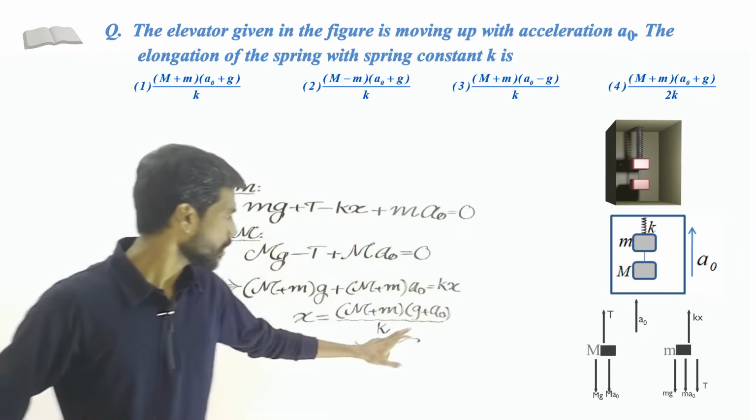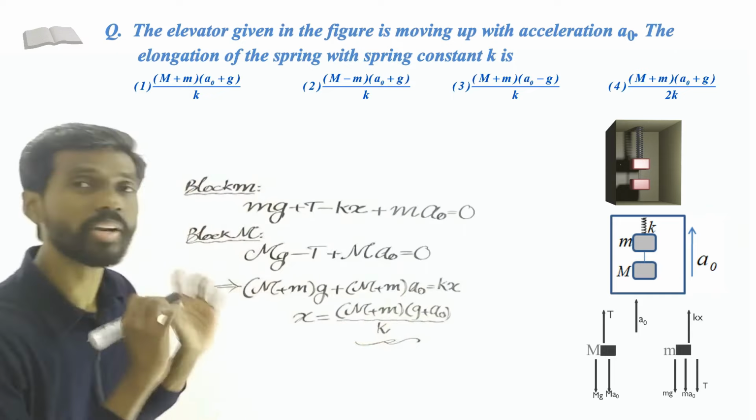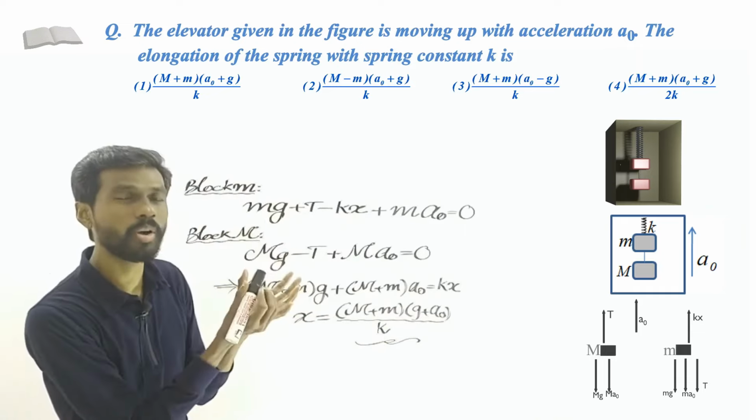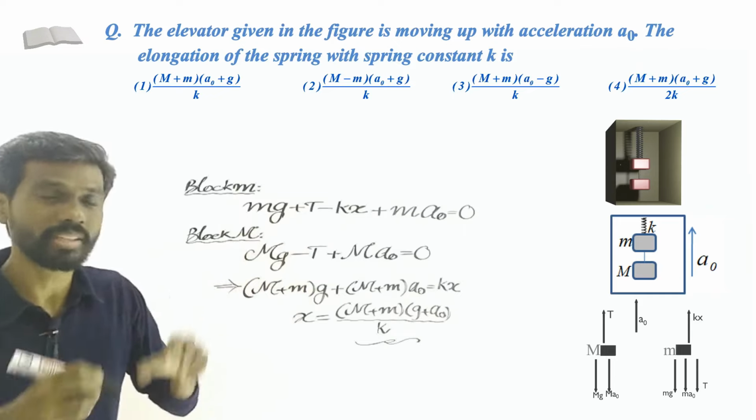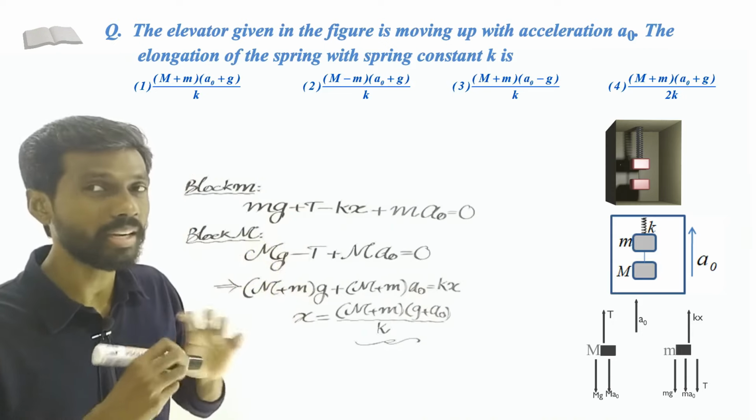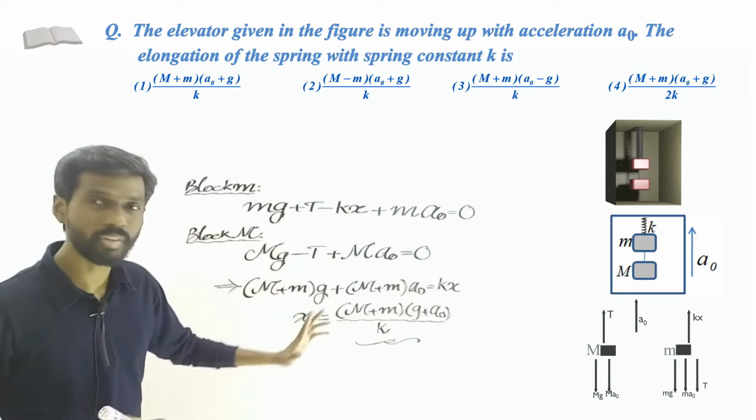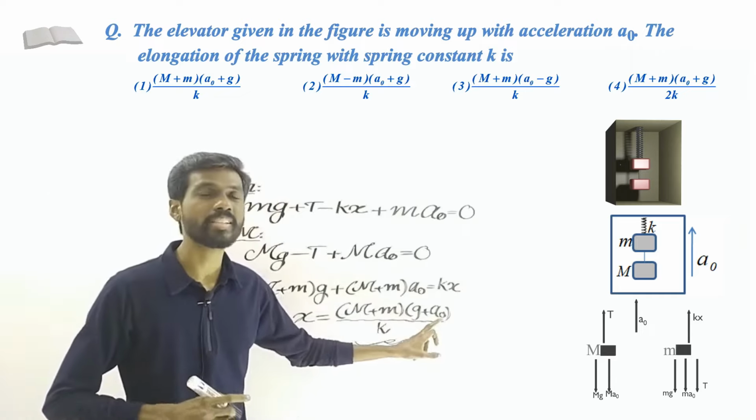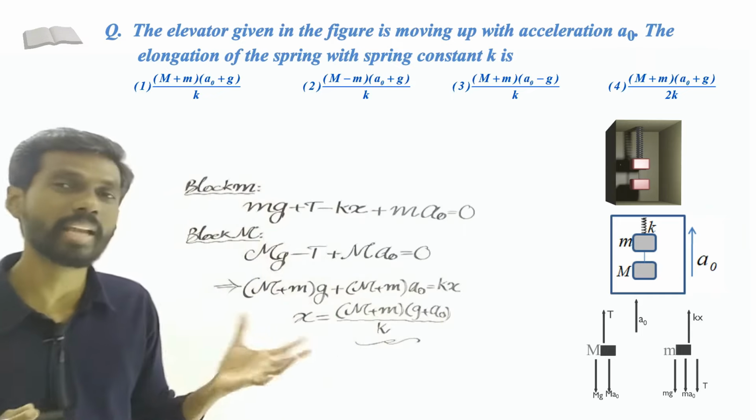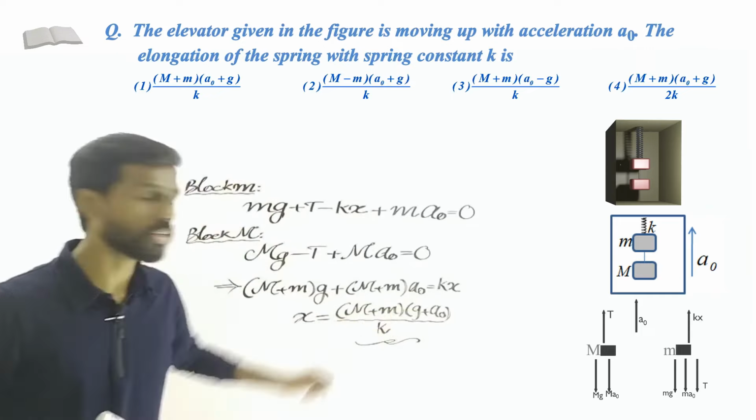See, this is very obvious, because if a0 is 0, that means the elevator is at rest. Then what will be the answer? You can consider these two blocks to be one system, so the total mass is (m plus M), with weight (m plus M)g in the downward direction. The opposite force is kx, so kx should balance (m plus M)g, and x can be found by dividing by k. But because of this acceleration a0, instead of the acceleration g, we have g plus a0. That is just like the relative acceleration. So the answer is (m plus M)(g plus a0) divided by k.